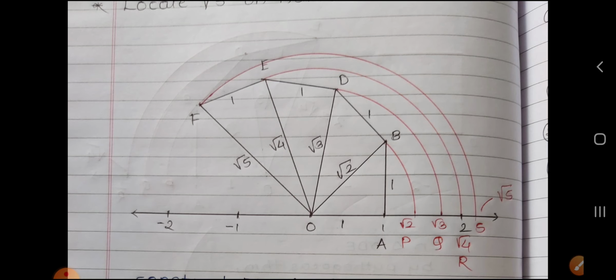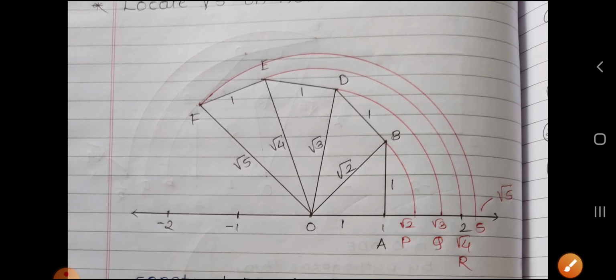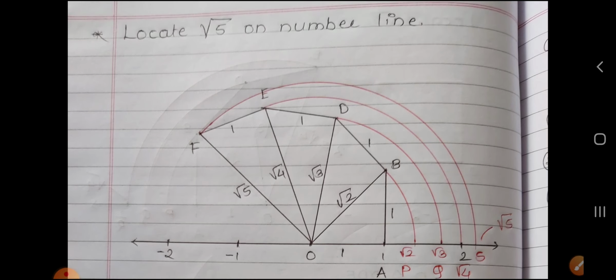Next again draw EF which is perpendicular to OE. Next join these 2 points O and F. Again by using compass with center O and radius OF, draw an arc which intersects the number line at point S, and S corresponds to square root of 5. So you can locate square root of 5 by using these 2 methods.